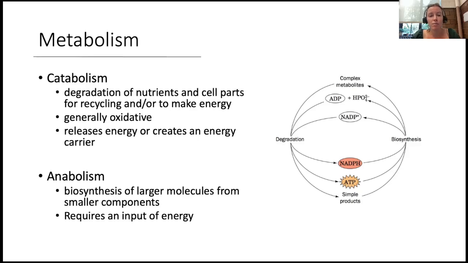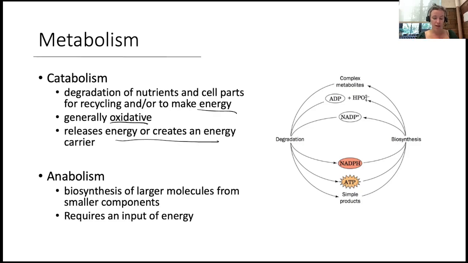So when we're talking about metabolism, we could either be talking about catabolism, where we're breaking down large molecules into smaller molecules. We're degrading these molecules to get energy. Generally, this is an oxidative process, so you'll see how these molecules become more and more oxidized. Why? Well, we want to either release energy or create energy to store.